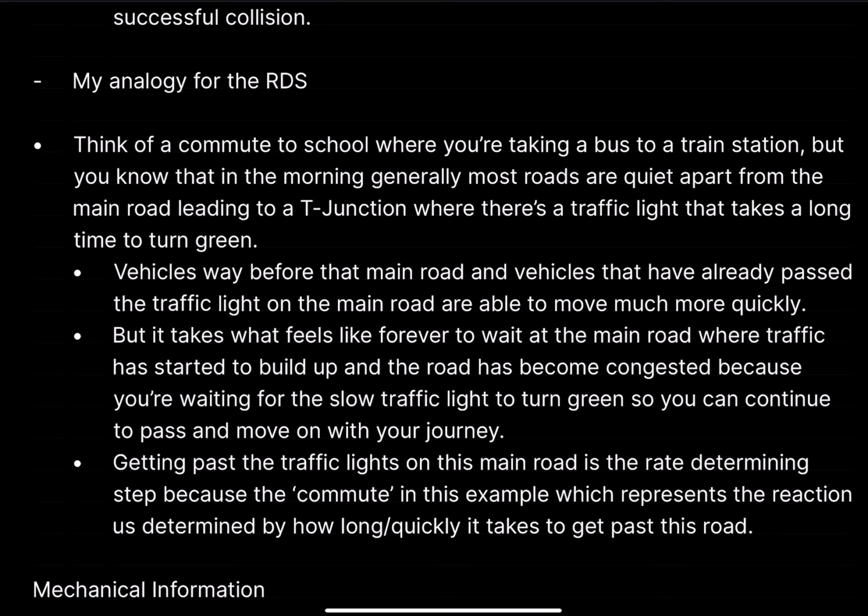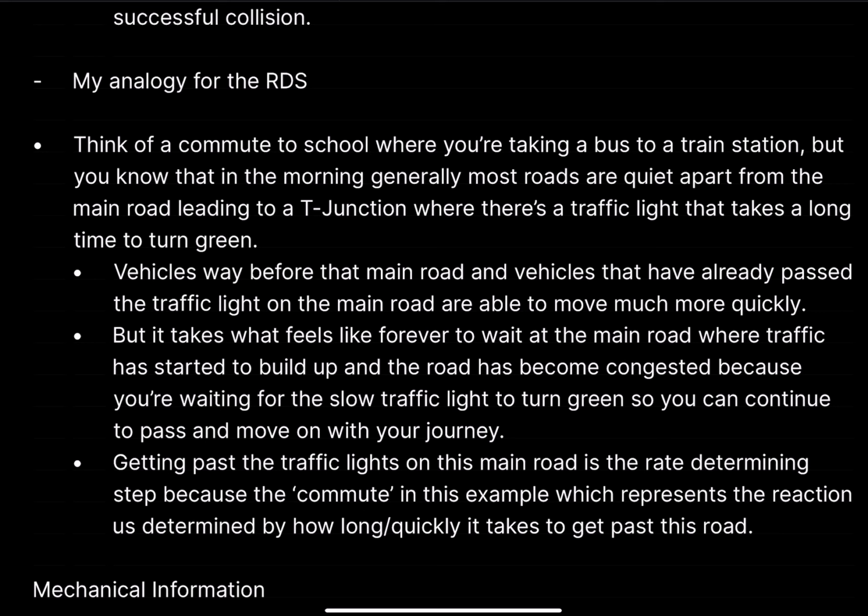So getting past the traffic light on the main road would be the rate determining step in this example, because the commute represents the overall reaction. The overall commute is determined by how long, or how quickly, it takes you to get past this road.